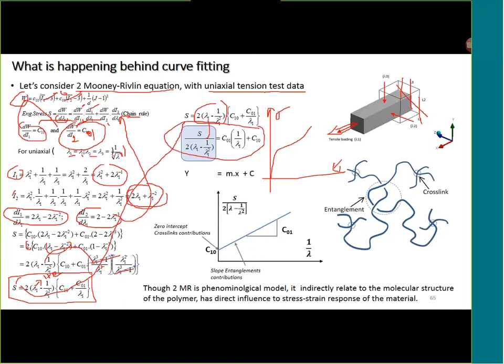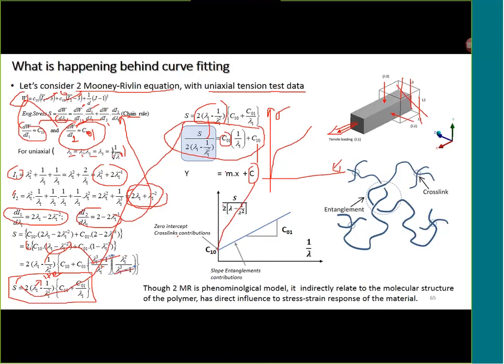This equation is nothing but in the form of y equal to mx plus c. This c is nothing but this C01, which is the intercept, and m is the slope, and x is nothing but 1 by stretch. So the entire stress strain curve, whatever may be the complex stress strain curve, is transformed into a linear equation, and we are finding the intercept and the slope of that linear equation.